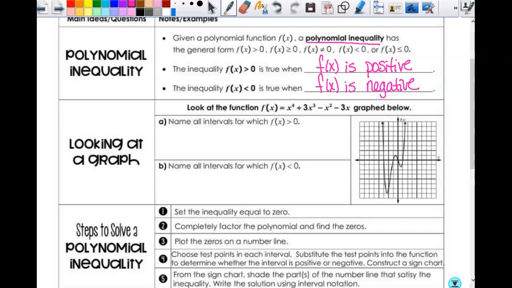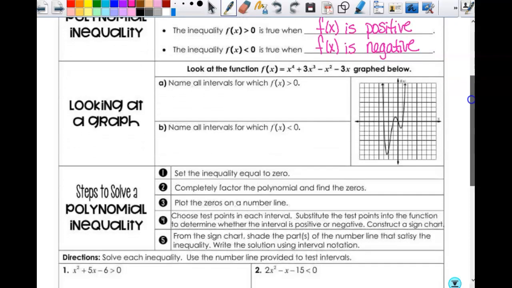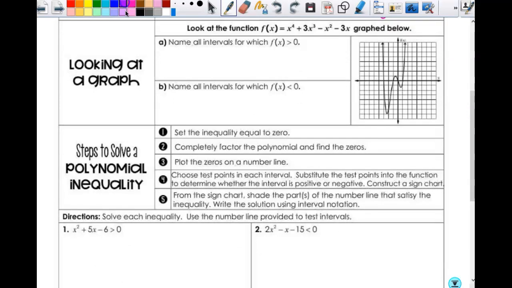Look at this function and its graph below, and we're going to name the intervals for when f of x is greater than 0. That means when is it positive? Well, it's positive here, here, and here. So the intervals on which it's positive are negative infinity to negative 3. Do we include the negative 3? No, because at negative 3 it's equal to 0, so it would not be greater than 0. That's why we're not including it. It's also positive from negative 1 to 0 and from 1 to infinity. Everybody okay with that?